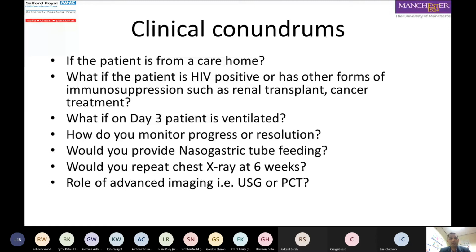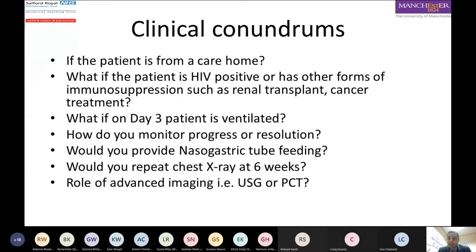So there are several clinical conundrums which can happen when you consider treatment. For example, if you have a patient from a care home who spent the last couple of years in a nursing home, how would that antibiotic spectrum change? Would you consider Pseudomonas here? Again, I talked about immunosuppression. You definitely should consider Pseudomonas in this case.